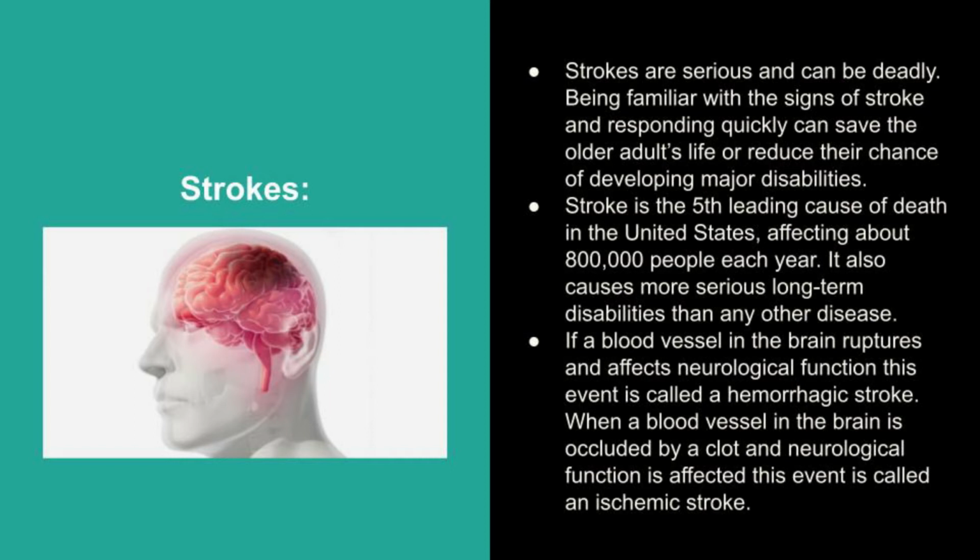If a blood vessel in the brain ruptures and affects neurological function, this event is called a hemorrhagic stroke. When a blood vessel in the brain is occluded by a clot and neurological function is affected, this event is called an ischemic stroke, and these types of strokes are much more common.